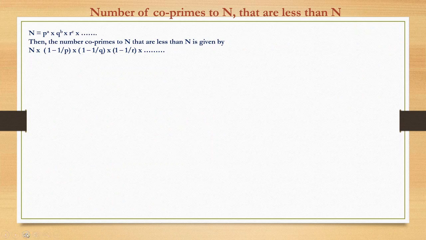Now we see some additional concept here. Suppose how to find the number of co-primes to n that are less than n. What is meant here? Suppose the number is 12. How many numbers are less than 12 but co-prime to 12? This means how many numbers are less than 12 and those numbers along with 12 give an HCF of 1, right? So let us check.